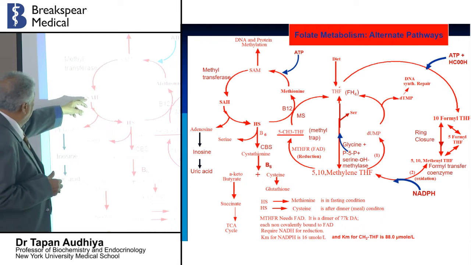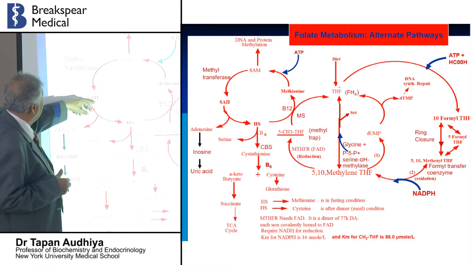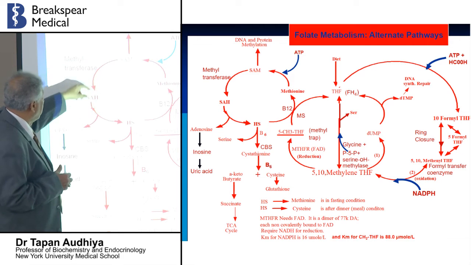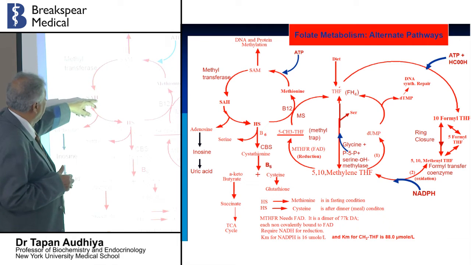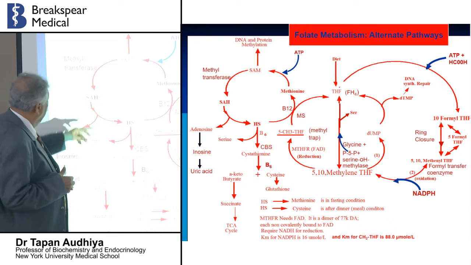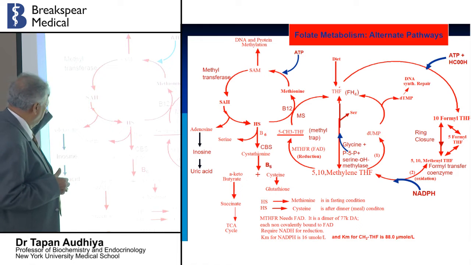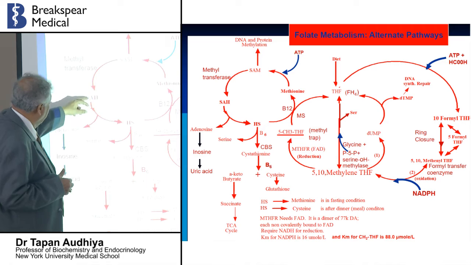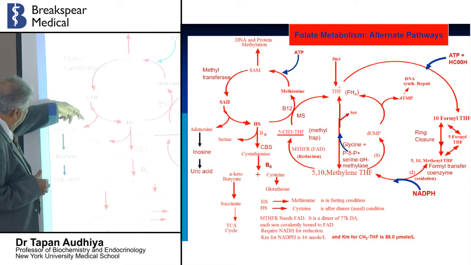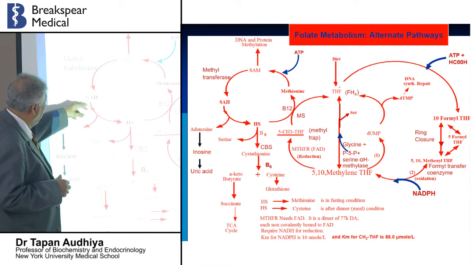Then SAH, which is a product of SAM, does product inhibition to this enzyme. So if you build up this molecule, you will have inhibition of this reaction. It's a very toxic molecule and has to be gotten rid of as soon as possible. The way to get rid of it is an enzyme called hydrolase, which converts it into adenosine and homocysteine. In a normal condition, no problem, it comes.